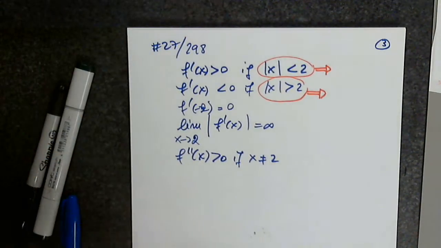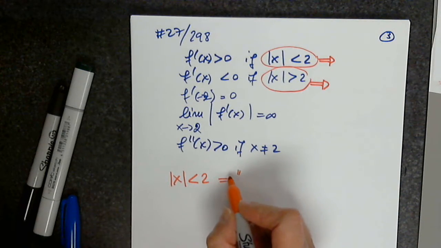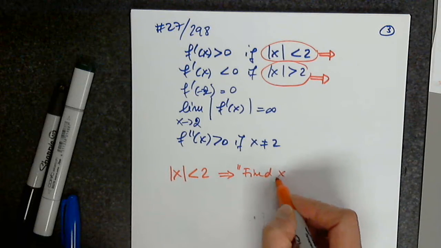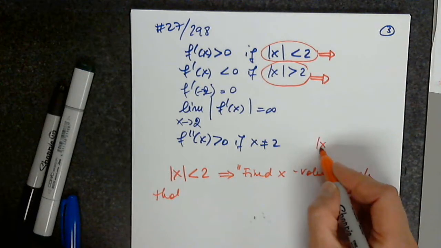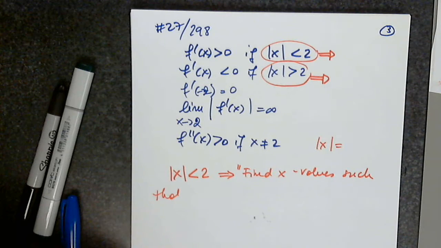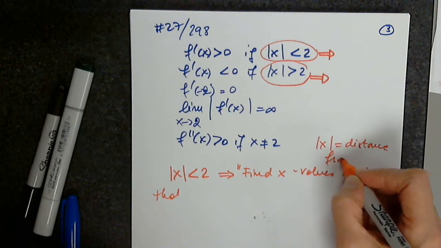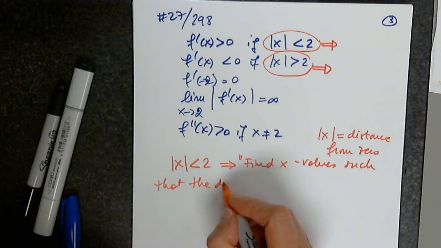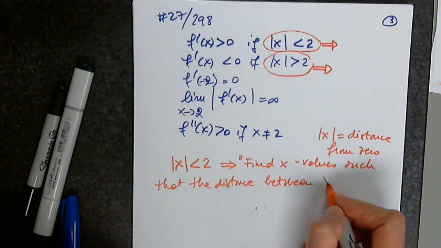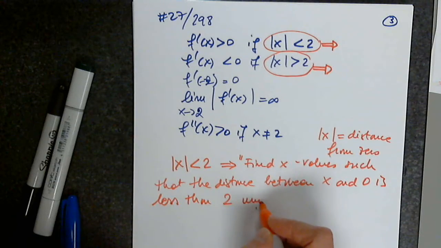So let's talk about this, okay? When we are told that the absolute value of x is less than 2, this really means, in plain English, find x values such that, what does the absolute value of x mean? What is the definition of the absolute value? What does it mean in plain English? Not a mathematical definition, but just in plain English. Distance from 0. Very good. So the distance between x and 0. Okay, perfect. So find x values such that the distance between x and 0, which is the absolute value, is less than 2 units.